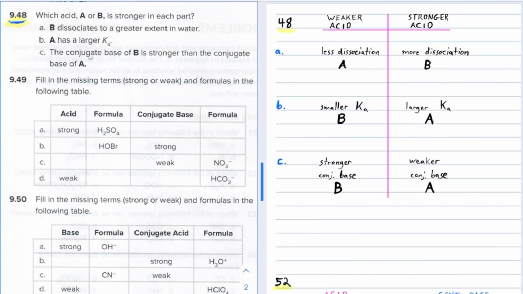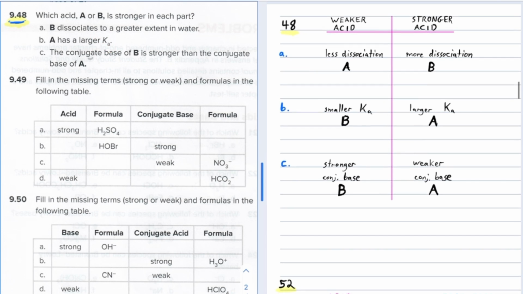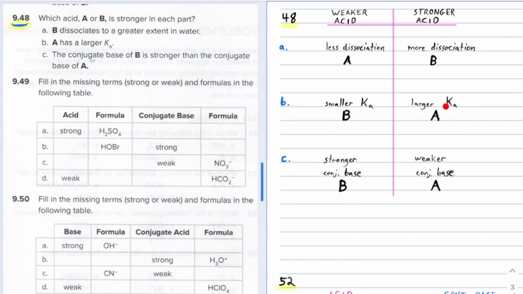The next clue is A has a larger Ka. Well, that tells us that A is a stronger acid. The Ka, the equilibrium constant, tells us how strong the acid is. Now, if it has a Ka, then it's a weak acid, but weak acids range in their strength.